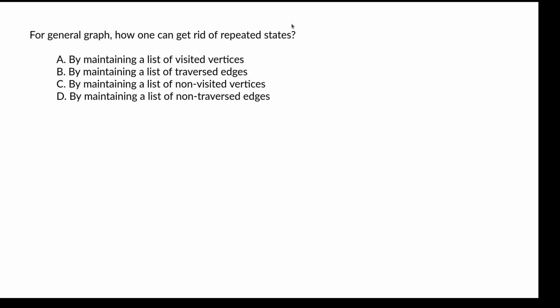Next question. For a general graph, how can one get rid of the repeated nodes? You have the graph problem, and how can you get rid of the repeated states? By maintaining a list of visited vertices, by maintaining a list of traversed edges, by maintaining a list of non-visited vertices, or by maintaining a list of non-traversed edges. What will be the answer? It's quite simple.